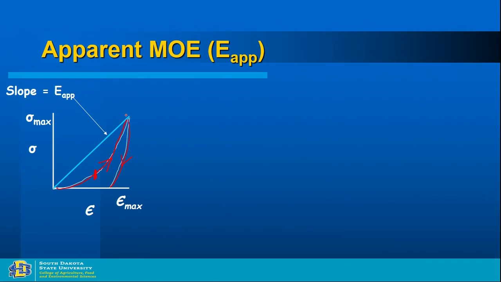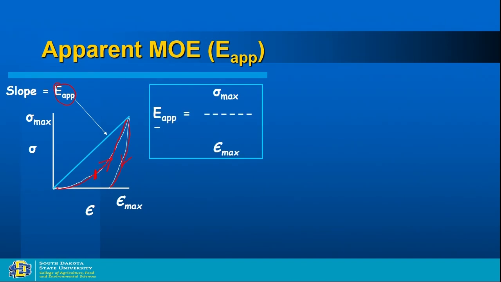So because it's not a purely elastic material, that's why it's called apparent modulus of elasticity. Apparent modulus of elasticity is maximum stress over maximum strain. So this is the maximum strain, and the corresponding stress is the maximum stress.